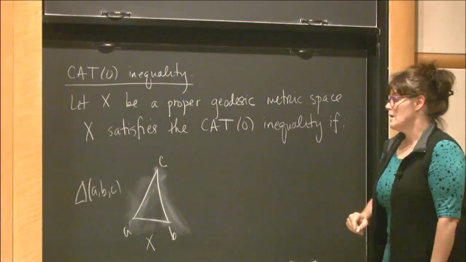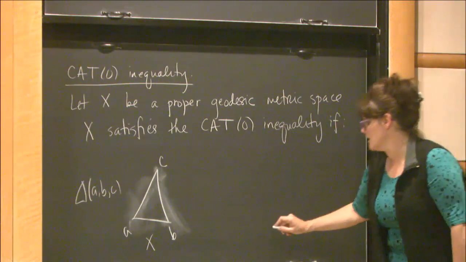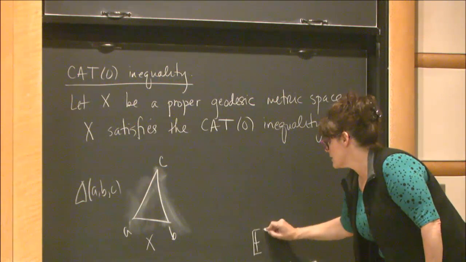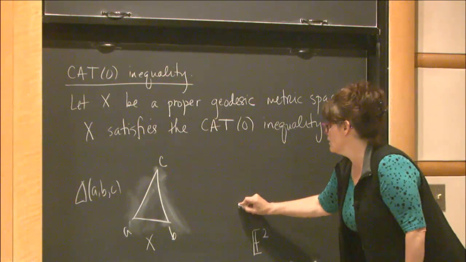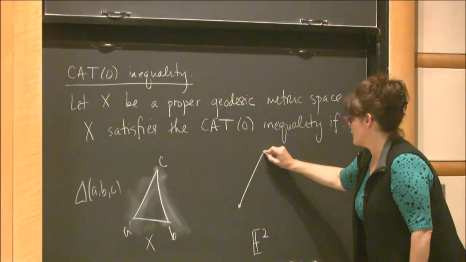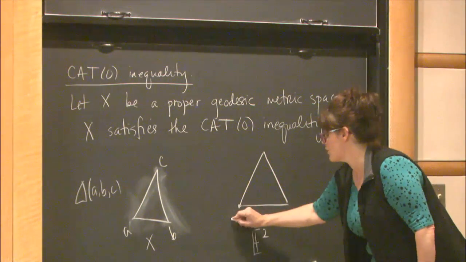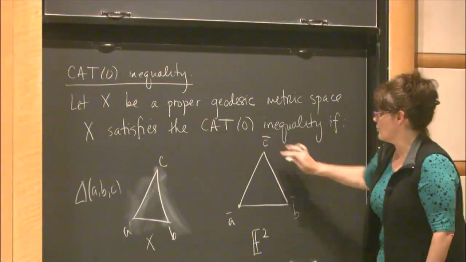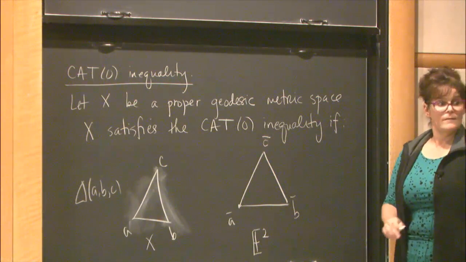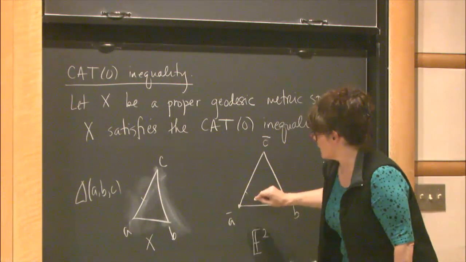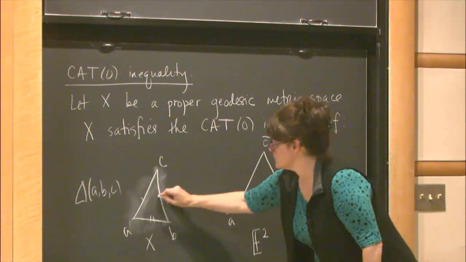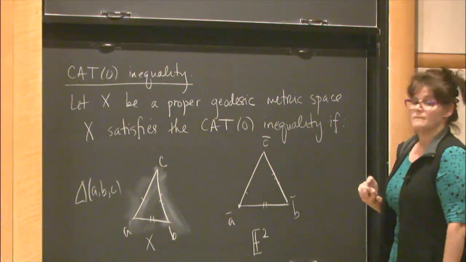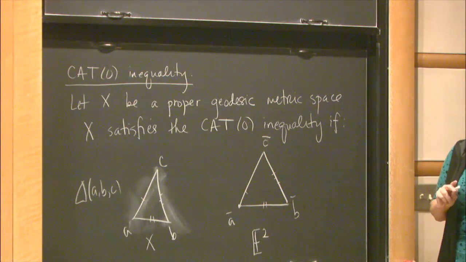All right. And what I'm going to do is I'm going to go over to Euclidean space, and I'm going to pick a triangle that has the same side length, an honest to goodness Euclidean triangle. So I'm going to put bars over these things to let you know I've moved over to Euclidean space. So this triangle has the same side lengths as this one. Okay? That's called a comparison triangle.